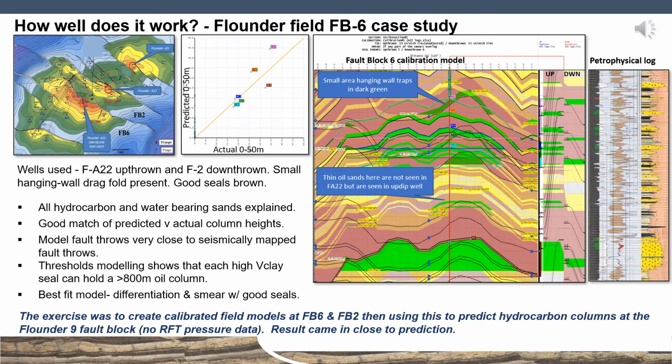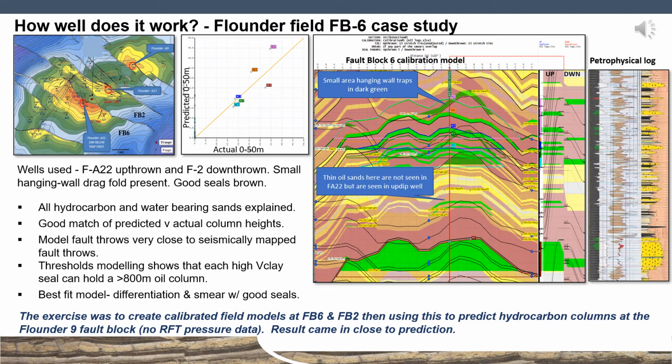Here I've jumped ahead to show you where we're going. This is a calibration study on a fault block in the Flounder field. In subsequent slides I'll explain how we get to this point. What we're seeing on the left is the faulted anticline map, and fault block 6, that's the one that this model is about. On the far right we have a petrophysical log showing an interbedded sequence of sands, coals, silts and claystones, and with variable reservoir fill with oil, water and gas sands.